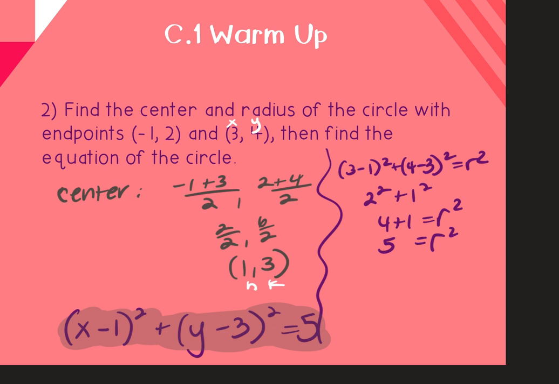Okay, question 2 said find the center and the radius of the circle with the endpoints of negative 1, 2, and 3, 4, and then find the equation of the circle. So the center, I used the midpoint formula. I got 1, 3. The radius would actually be the square root of 5. I took the center and the coordinate point 3, 4 and plugged it into the standard form. Then I got the equation, which is x minus 1 squared plus y minus 3 squared equals 5.